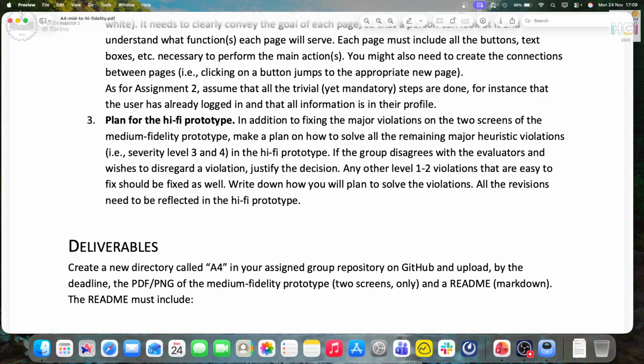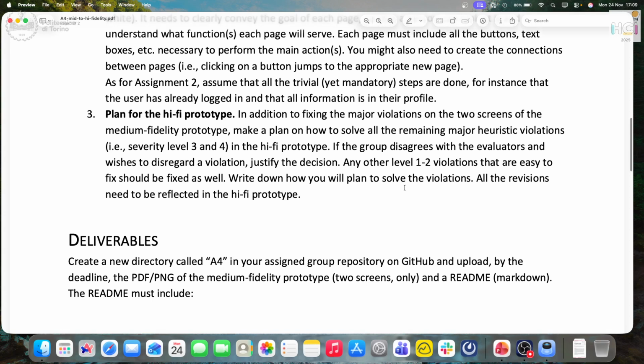So make a plan on how to solve the major heuristic violations that do not appear in the 2 pages in medium fidelity, severity level 3 and 4, and any other level 1, 2 violations that are easy to fix should be fixed. And write down for the final report how you plan to solve those violations. So, make a plan, essentially.